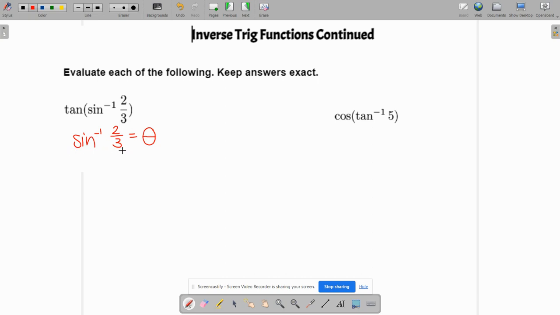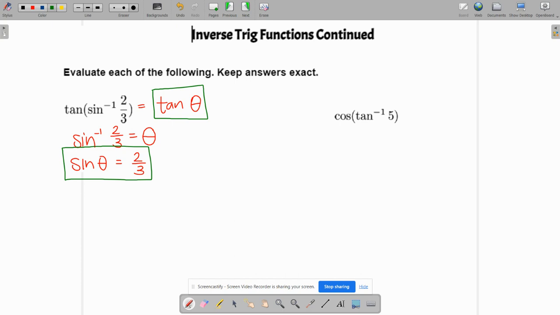So since I just called the inverse sine of 2/3 theta, I could actually rewrite this statement up here as the tangent of theta, since the inverse sine of 2/3 is theta. So keep that in mind. We're going to come back to that in a minute. But because I know the inverse sine of 2/3 equals theta, this is the same thing as saying the sine of theta equals 2/3. And we actually did problems like this in the first unit, where I would give you something like the sine of theta equals 2/3, and I want to know what is the tangent of theta. And typically how we would solve this is using a right triangle.